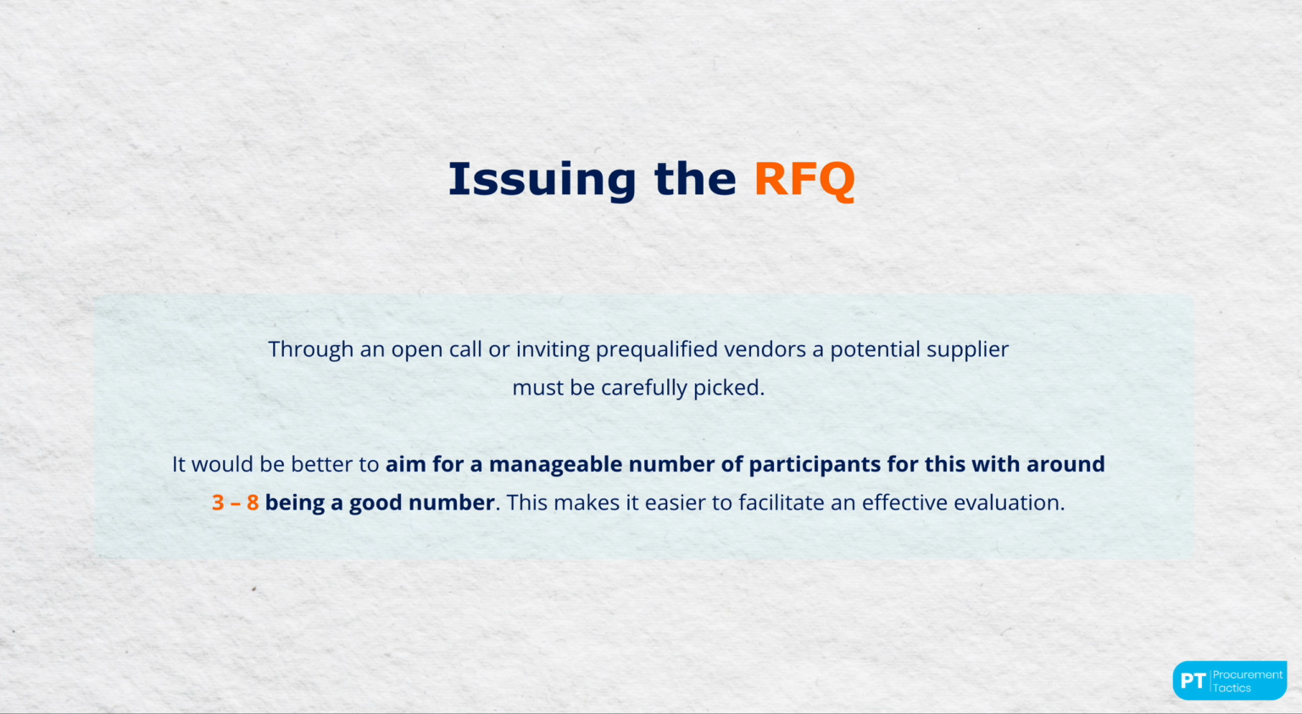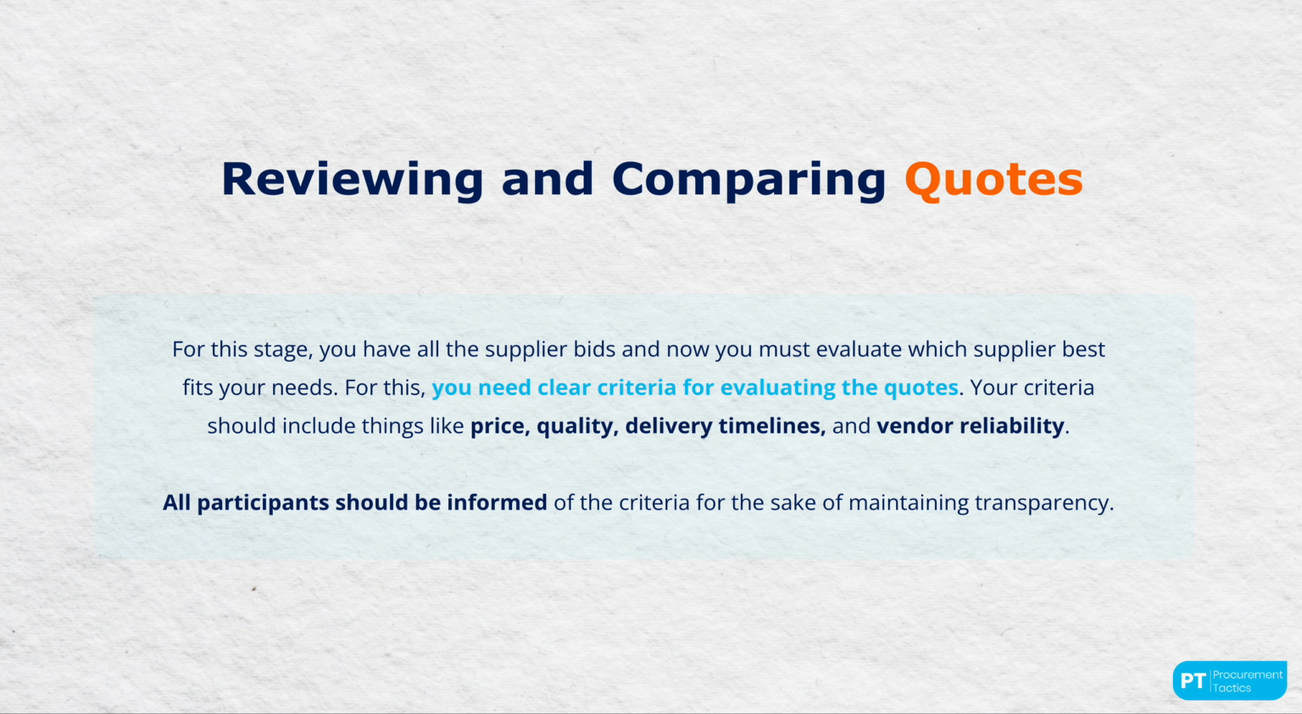Next in the RFQ process, now that the RFQ itself is finished, is the issuing of said RFQ. Through an open call or inviting pre-qualified vendors, potential suppliers must be carefully picked. It would be better to aim for a manageable number of participants, with around 3 to 8 being a good number. This makes it easier to facilitate an effective evaluation. Note that you should ensure that suppliers have had an adequate amount of time to prepare and submit their quotes. This leads to more thoughtful and competitive bids, which benefits everyone involved, especially you.